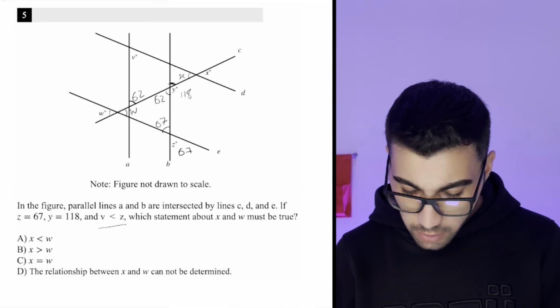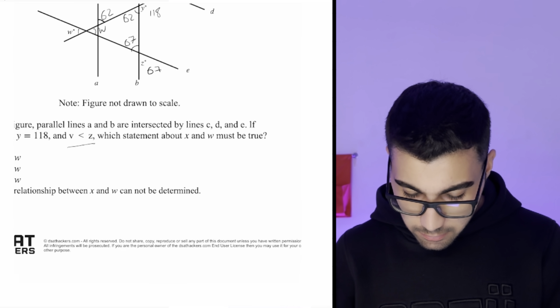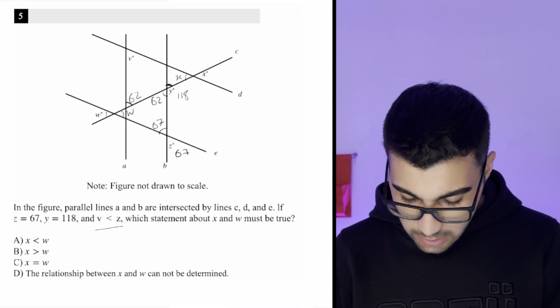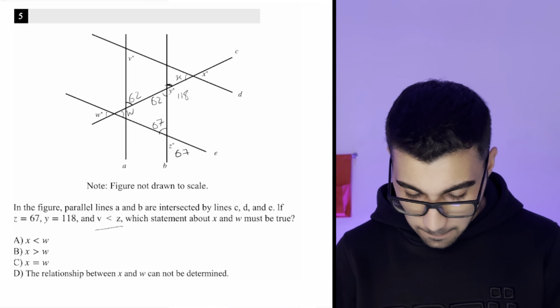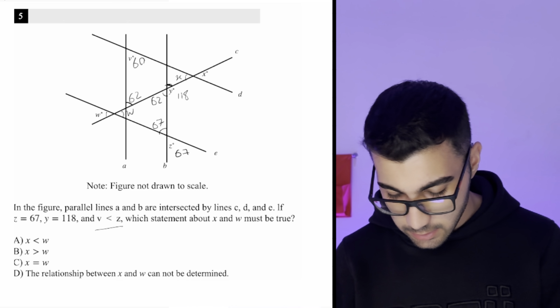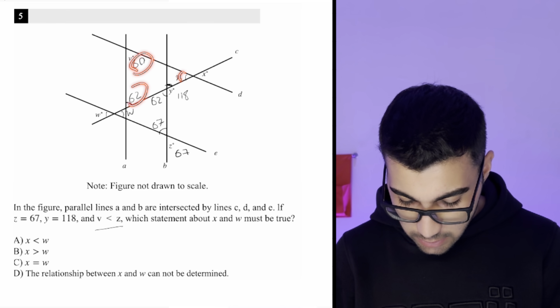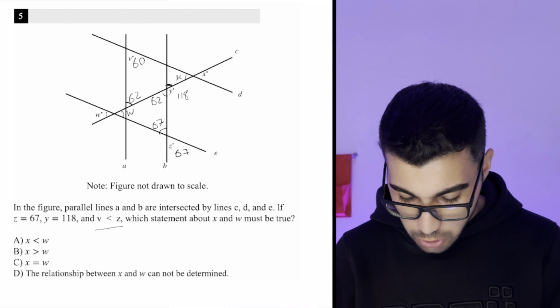Example, let's say V, since it's less than Z, it's less than 67. Let's say V is 60, less than 67. Now, what's going to be this angle? 60 here, 62 here, you have 122.